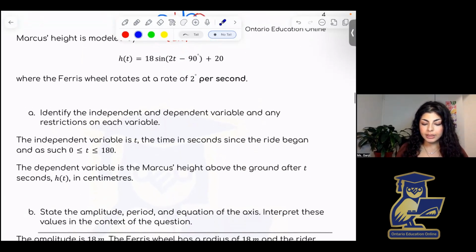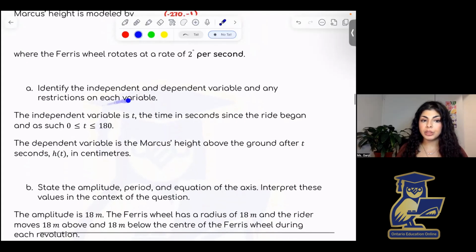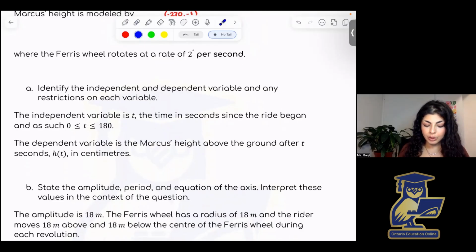So again, our dependent and independent variable here, we're just repeating it. The independent variable here is time in seconds, and it is since the ride began. So t is between 0 and 180 seconds inclusive. And the dependent variable, which is h of t, which is Marcus's height after t seconds. Oh, and it's actually in meters, sorry.